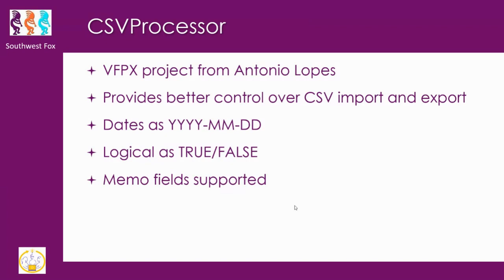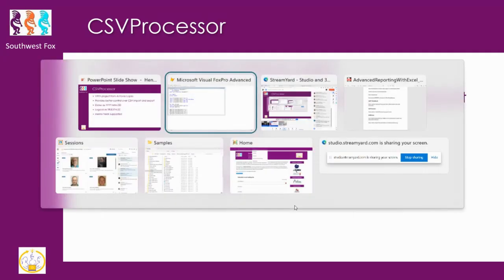I use it actually not so much for the export part, but for the import part, where you need to be able to say, well, this is a date column, even though it doesn't look like it, and this is a numeric column, even though it might look like character, that kind of thing. Dates, for example, are output as year, month, day, and so they are treated properly in Excel. Logicals are output as true and false values, so they're treated properly in Excel, and memo fields are supported. So let's go and take a look at an example of that.